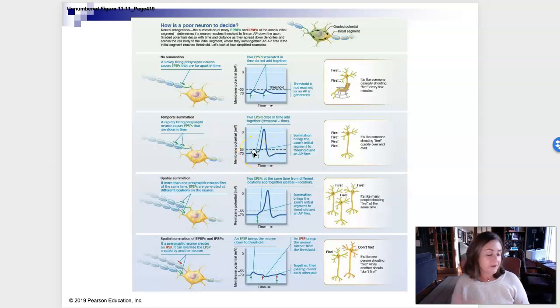An analogy or metaphor that I have for temporal summation, if this makes sense: instead of initiating an action potential, if our goal was to fill a bathtub, you can't fill it with one bucket, but if I empty that bucket into the bathtub over and over and over again, that could end up being a full bathtub.